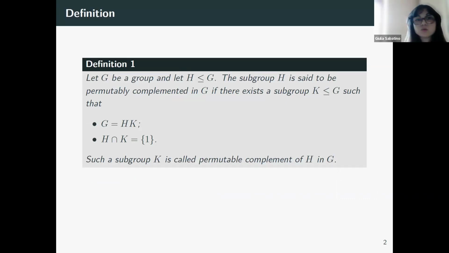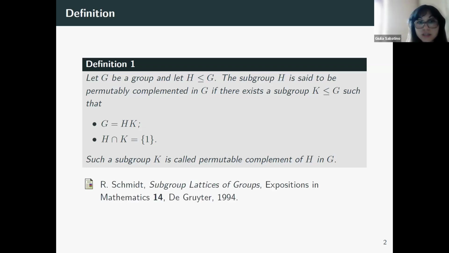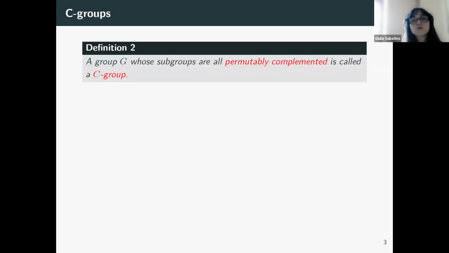I want to underline that the words permutable and permutably are needed because I'm using the terminology and the notations of Roland Schmidt's book Subgroup Lattices of Groups, where the concept of complement of a subgroup is a bit more general. This is because in Roland Schmidt's book, a complement K to a subgroup H has, in this first condition, that G is generated by H and K, while in this talk we are requiring that H and K permute.